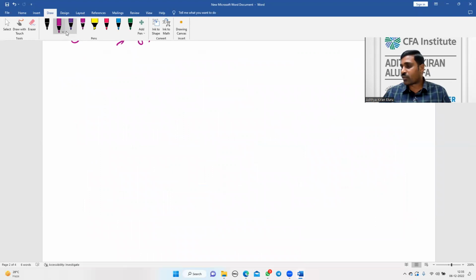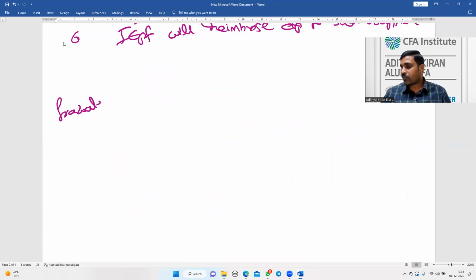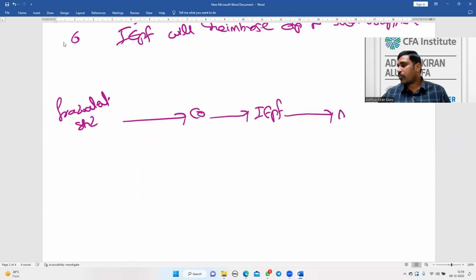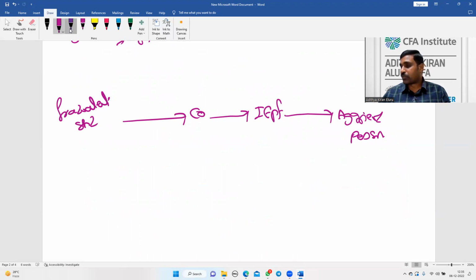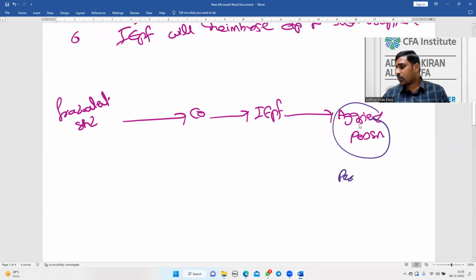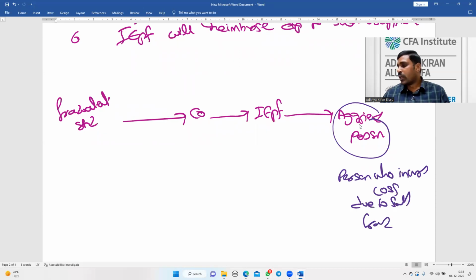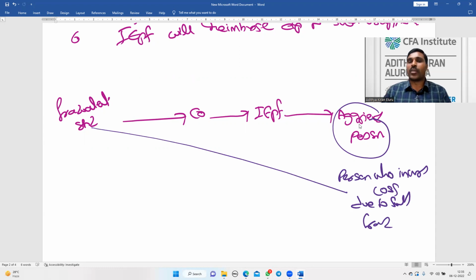I'll show you how the transaction flows. Fraudulent shareholder to the company, securities or money, company to IEPF, and IEPF to aggrieved persons. Sir, who are these aggrieved persons? Persons who incurred loss due to such fraud. So the company will take the shares or amount from that fraudulent shareholder, transfer the amount to the IEPF, and IEPF will pay that amount to the aggrieved persons.